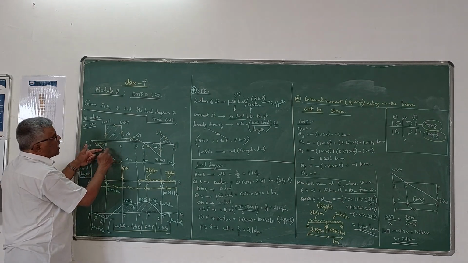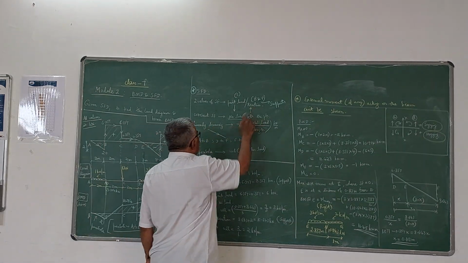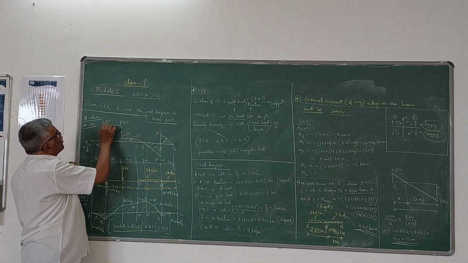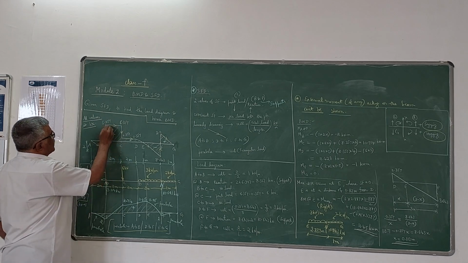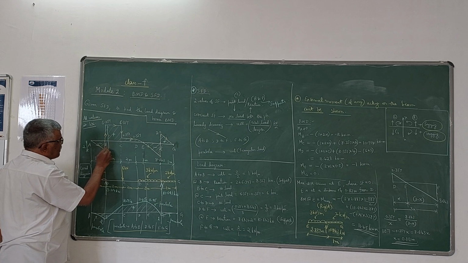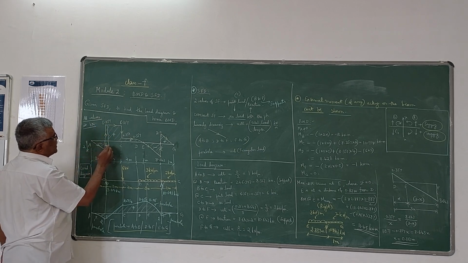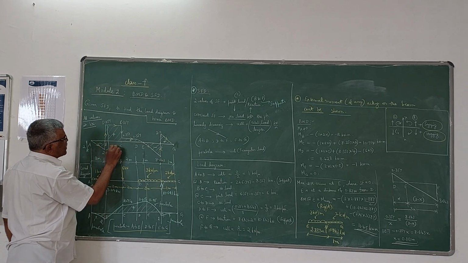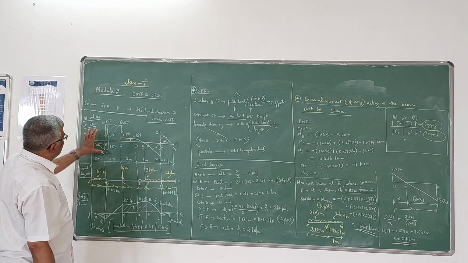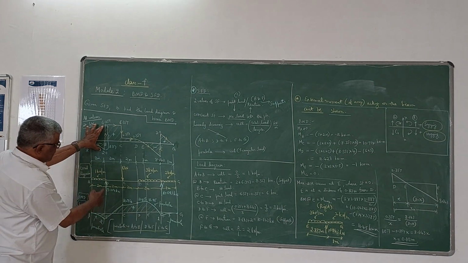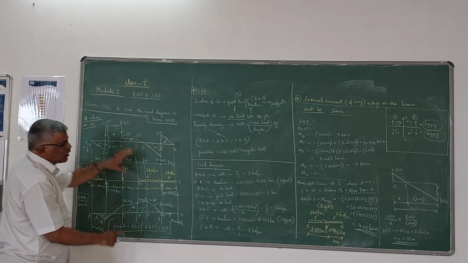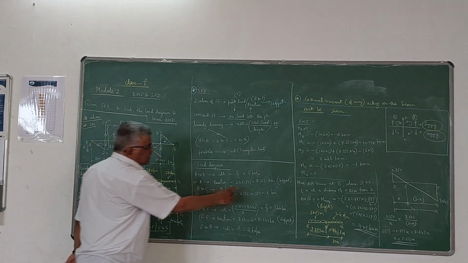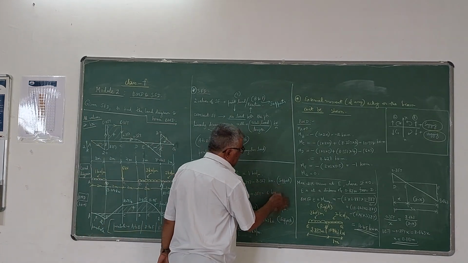At B you can see that B is a support, because the shear force changes from -2 to plus 6.357. That means this total shear force is nothing but your reaction. 2 plus 6.357, that is 8.357 kilonewton, is the reaction here. So that gives the value of the reaction there. That means it is a support.